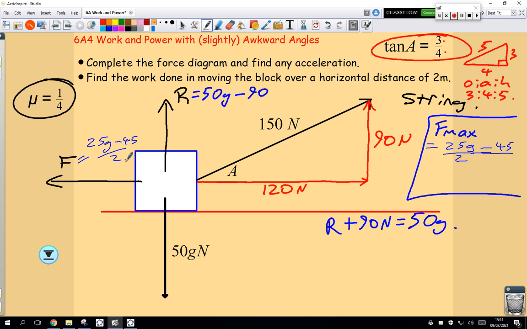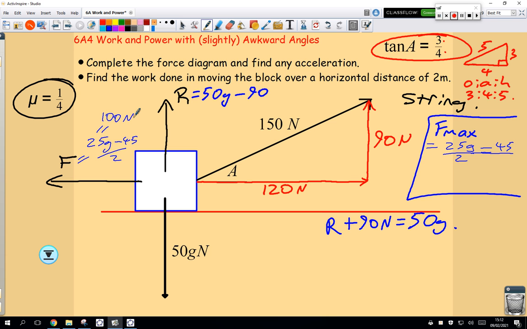Okay. In fact, I might just tidy that up a bit. 25 g, just 25 times 9.8. I'm going to subtract 45 and divide by 2. That actually works out to be about 100 newtons. Okay, so I'm going to use that. I'm going to use that 100 newtons there of force of friction acting back.